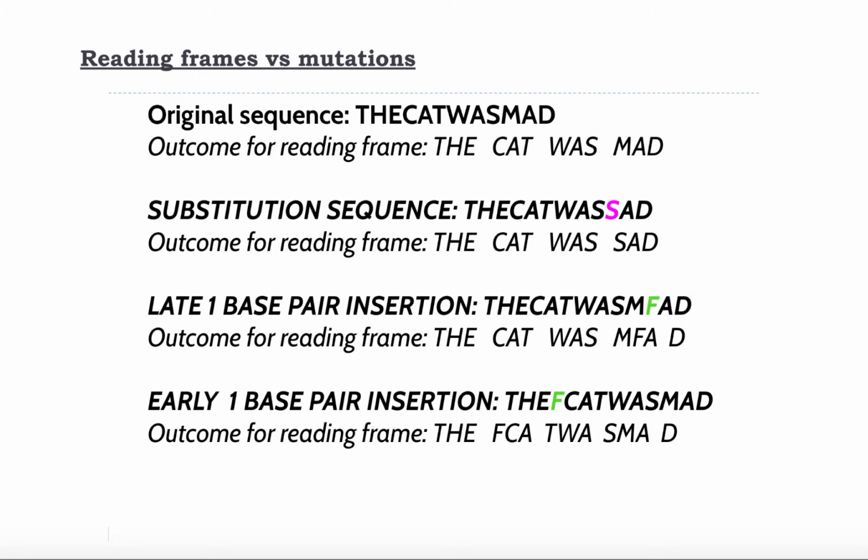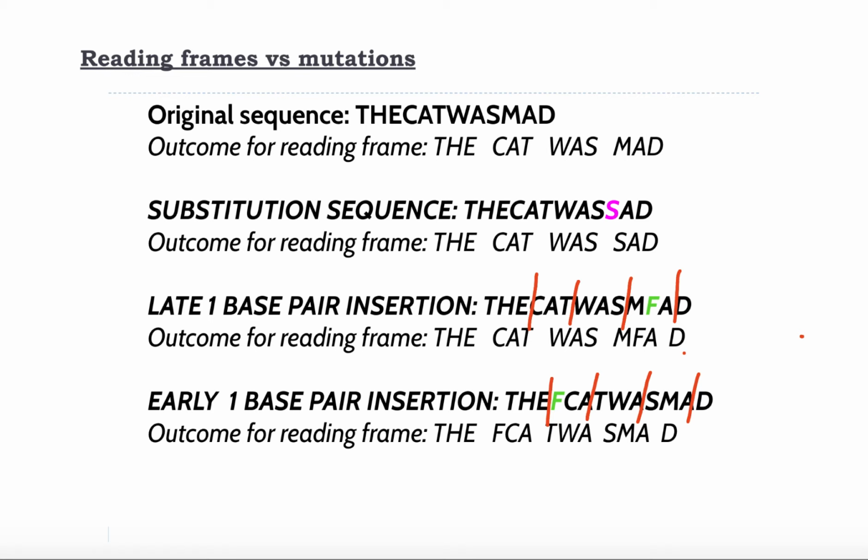However, if I have an insertion, that's going to alter how I break down my words. If I put an F towards the end, now I have "the cat was mafada." But if it happens really early on, it becomes very nonsensical: "the faka twa sma da." That's the example of how reading frames can really mess up the codons that come after, simply by adding or removing a letter. You're going to change how the rest of the sentence of codons is read.